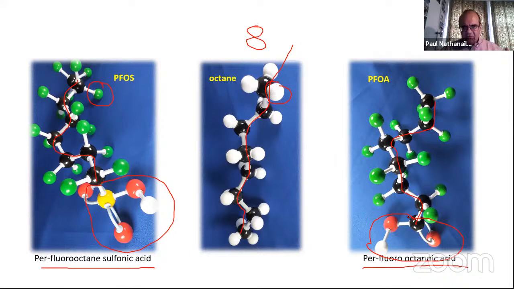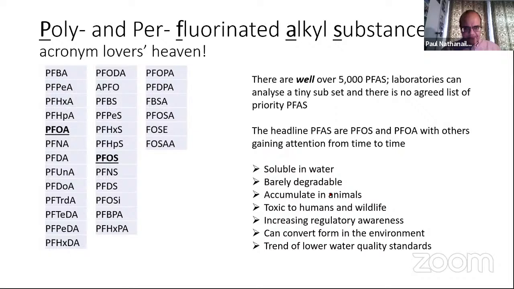But there are many others, and they are usually referred to by their acronyms. Some are 4-letter acronyms, some are 5-letter acronyms. Now, the family of poly and perfluorinated alkyl substances runs to well over 5,000 individual chemicals. The latest number that I'm aware of is something of the order of 9 or 10,000. The problem we face is the laboratories can only analyze a small number of these chemicals.